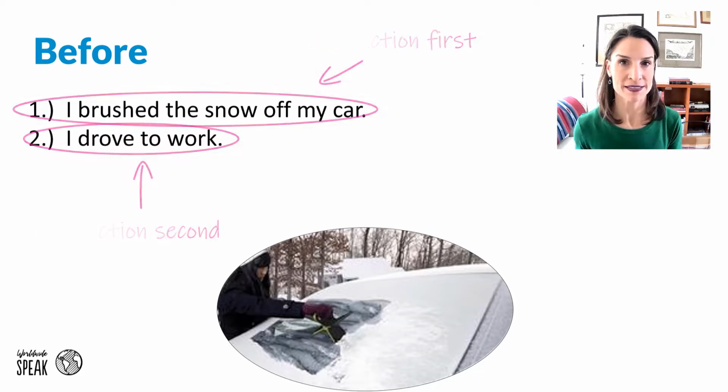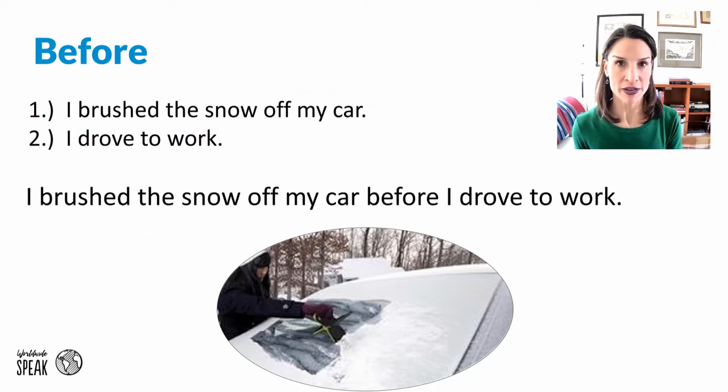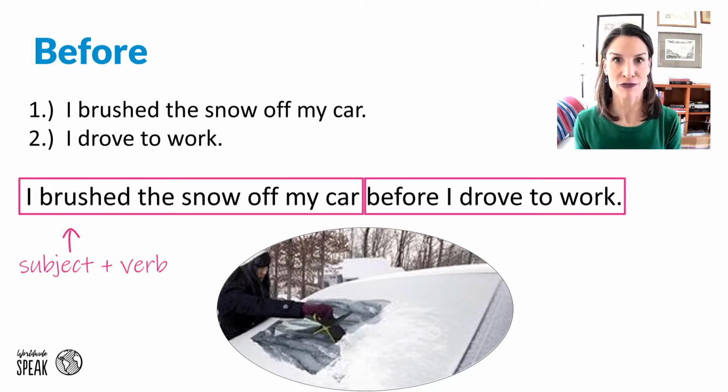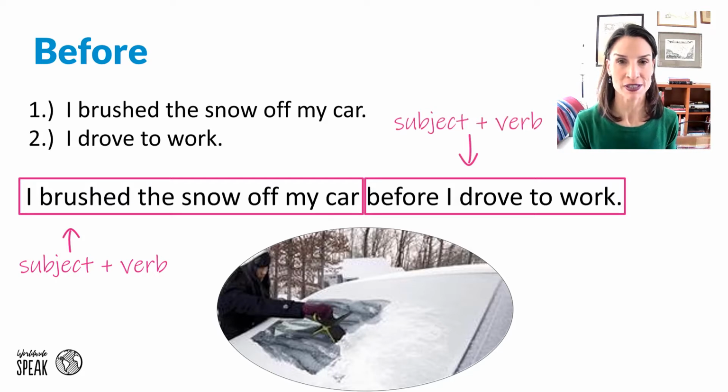I'm going to do it like this. I brushed the snow off my car before I drove to work. So this sentence, you'll notice, has 2 parts or 2 clauses. Each one has a subject and a verb. I brushed and I drove. Those are the 2 subjects and verbs. And together we have the 2 clauses. Joined with the word before, now I've got a complex sentence.